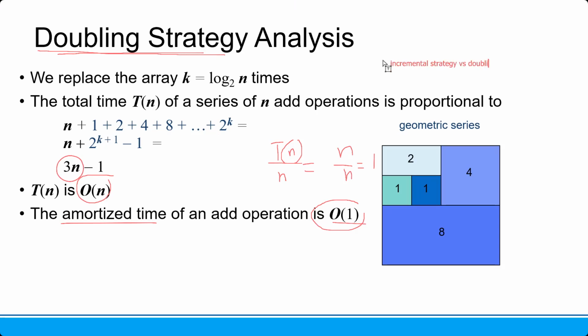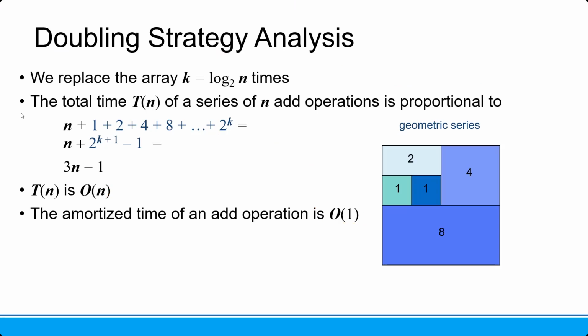Versus doubling strategy. In the incremental strategy, the amortized time is O(n). For the doubling strategy, it is O(1). We can say that the doubling strategy is better because the amortized time is O(1), while for the incremental strategy the amortized time is O(n). When you create an array and have the add operation, it is better to use the doubling strategy.